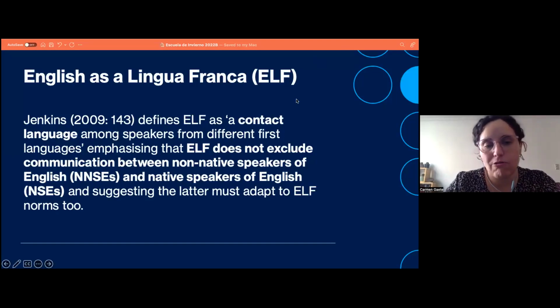So let us talk about English as a lingua franca. And this is very relevant to intercultural communication studies, of course. And it's also very relevant to us because we are all language teachers, foreign language teachers of English. So what is English as a lingua franca? What is a lingua franca?